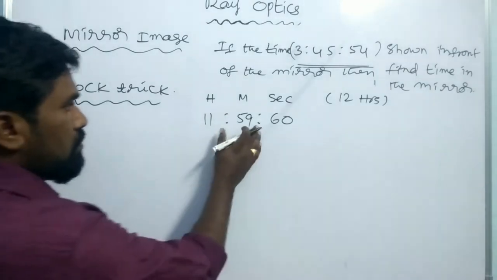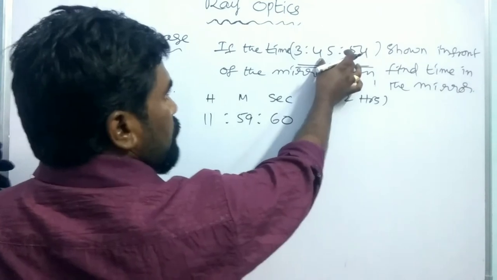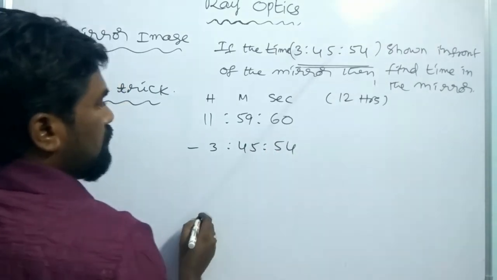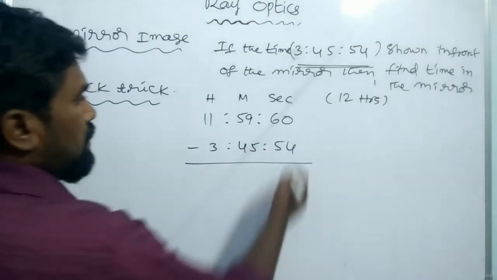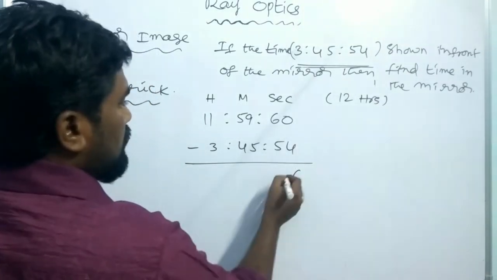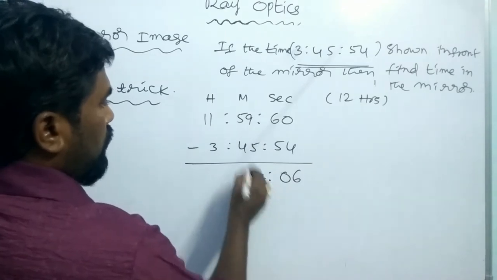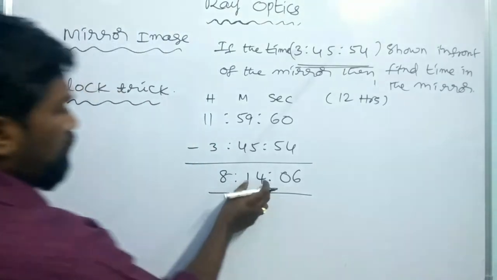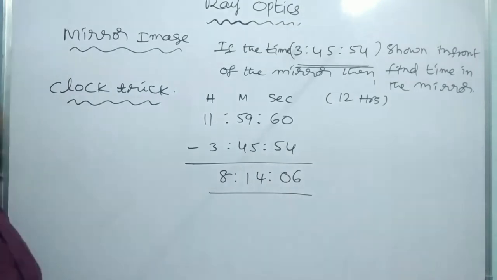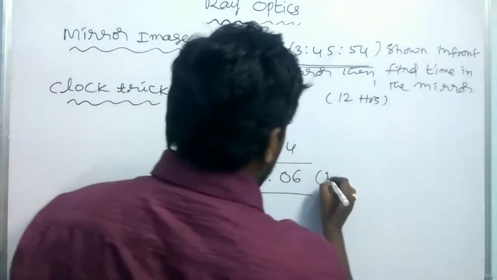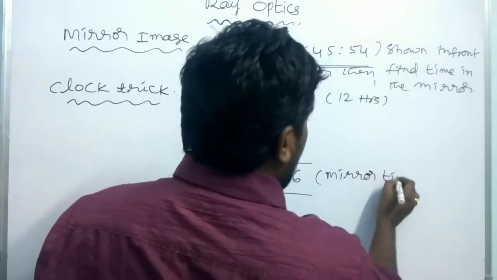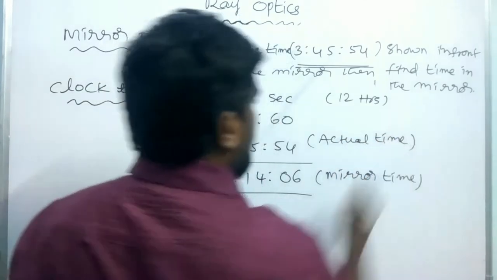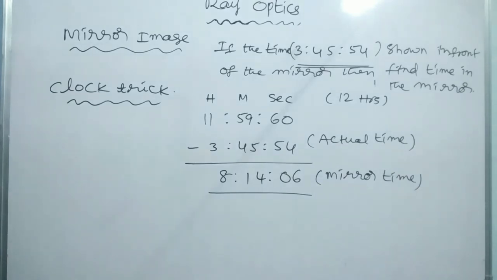Now we have to subtract the time which was given, that is 3, 45, 54. Right? Now the right time in the mirror is 8 hours, 14 minutes and 6 seconds. So this is the right time in the mirror. This is the mirror image, mirror time. This is the actual time. So this is the pattern we have to see.